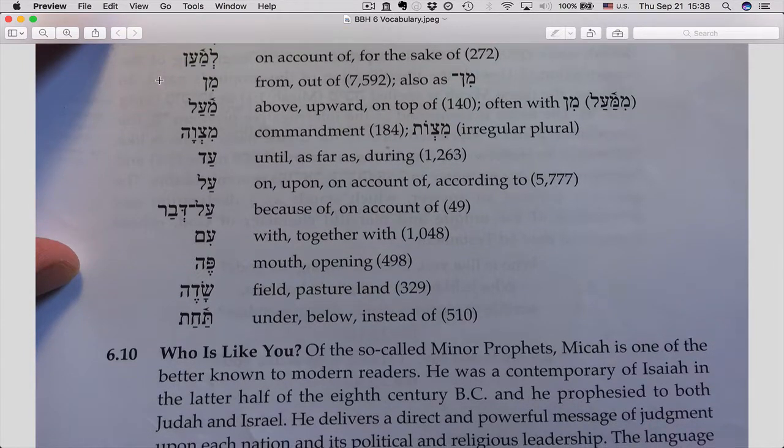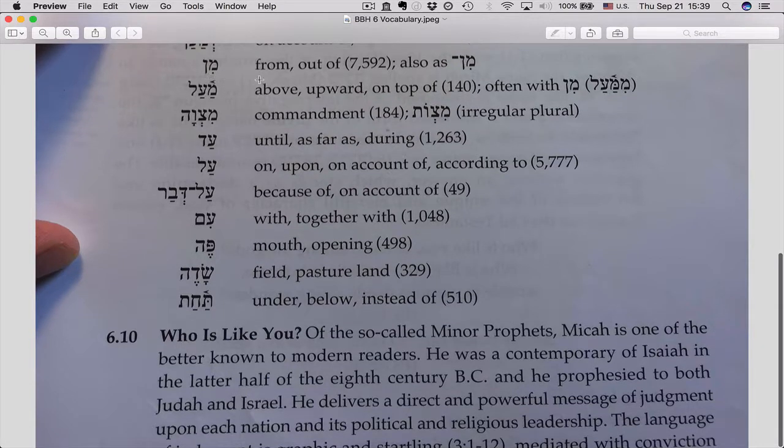Lama'an, on account of. So if you put a noun after that, like the noun malka, queen, if I said, we built a house lama'an malka, on behalf of or for the sake of a queen.